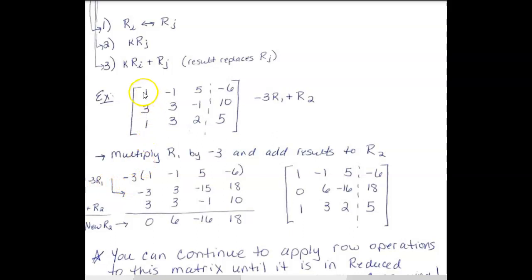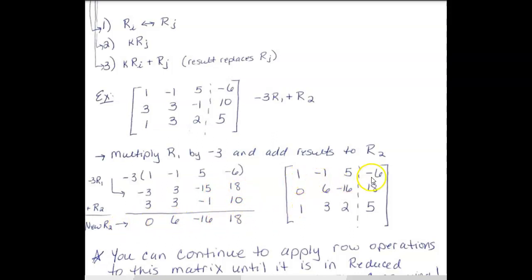All right, so -3 times row 1. We put a -3, and then these are the entries in row 1. I've just written them down here. So when I do that, I would multiply -3 by each of those numbers. So -3, +3, -15, and +18. Then I take those results and add those on to what was in row 2, which was 3, 3, -1, and 10. So that gives me a 0 right here, a 6, a -16, and an 18. So this would become my new row number 2.